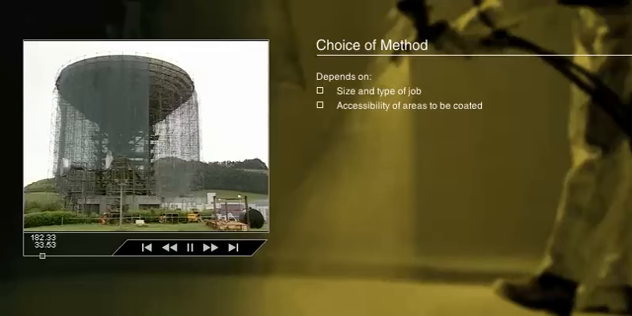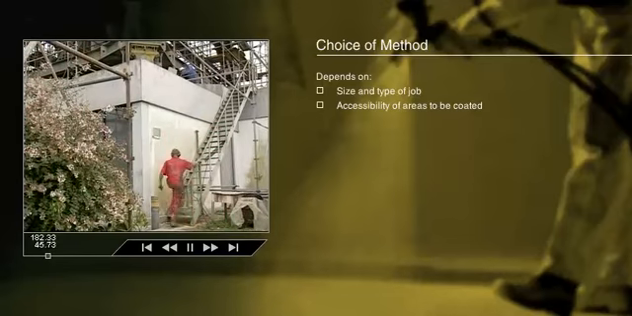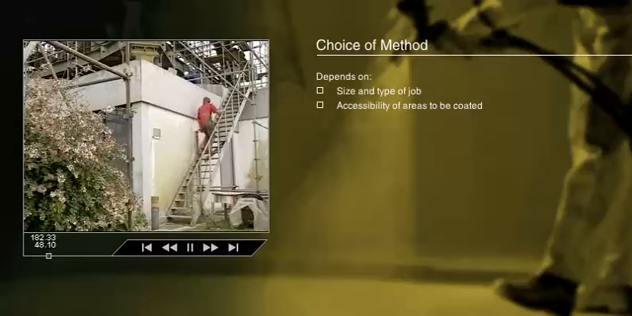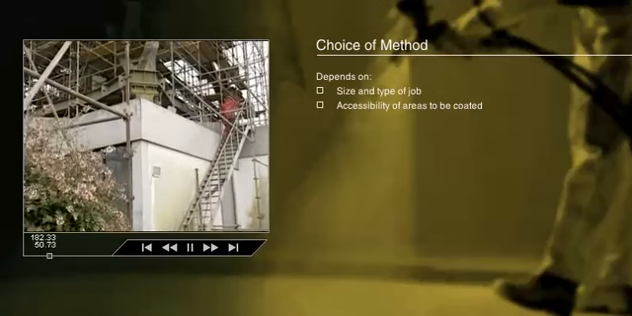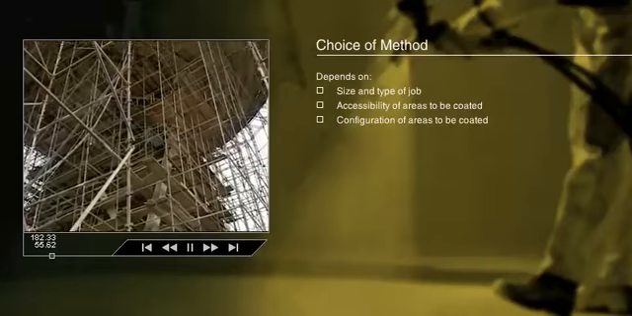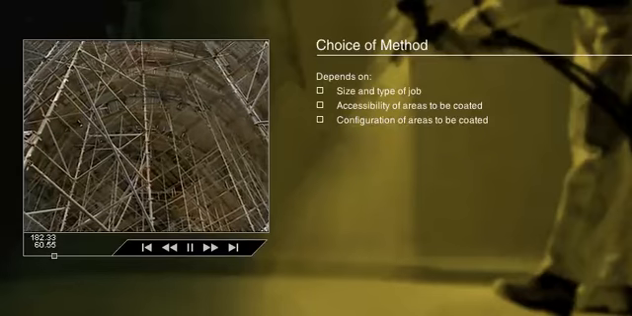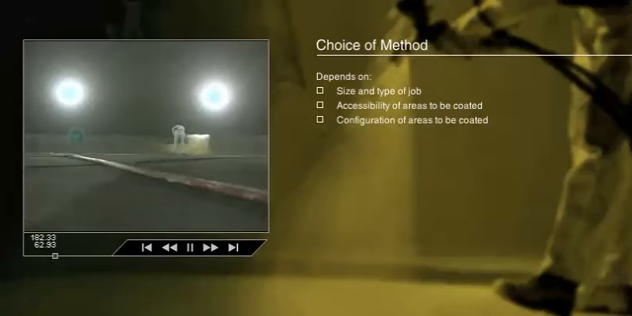Accessibility of areas to be coated. Some projects, for example elevated water tanks, radio and TV masts, will place restrictions on the type of application equipment used for practical reasons. Configuration of areas to be coated. More complex areas may be difficult to adequately coat with spray equipment. Large flat areas, for example ships, tanks, etc., are mostly suited for spray application.